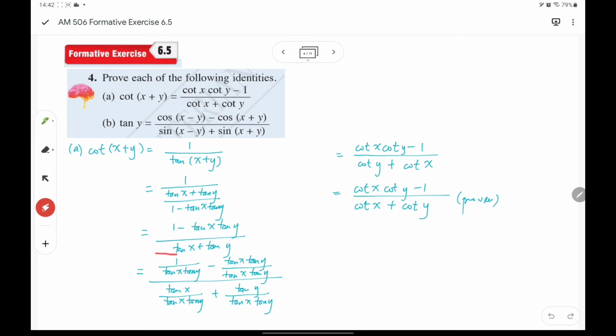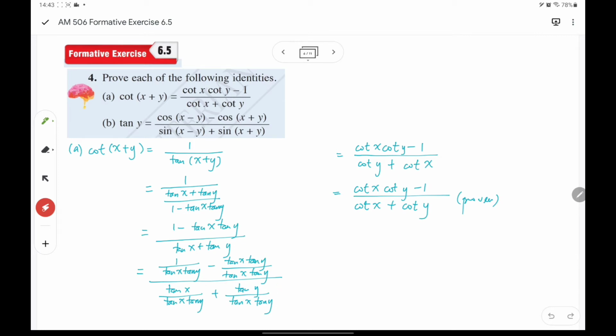So now, this is where we stop. How can we get cotangent x cotangent y and 1 as we have only tangent x tangent y? We know cotangent x cotangent y is actually 1 over tangent x and 1 over tangent y. Therefore, for each of these terms, we divide by tangent x tangent y in the first layer of our fraction. Then below we have tangent x plus tangent y, each of them divided by tangent x tangent y.